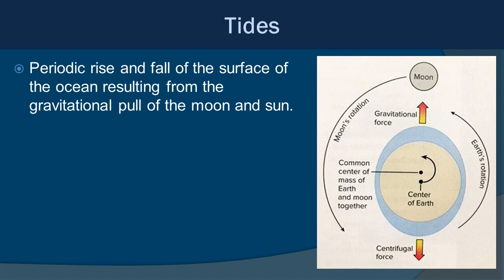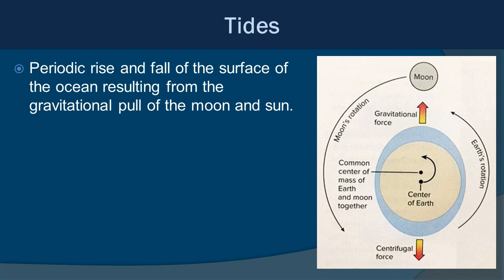Now, as stated here, tides are the periodic rise and fall of the surface of the ocean resulting from the gravitational pull of the moon and the sun. Now, of course, there's a lot more to it than that. The diagram here gives you some basics.